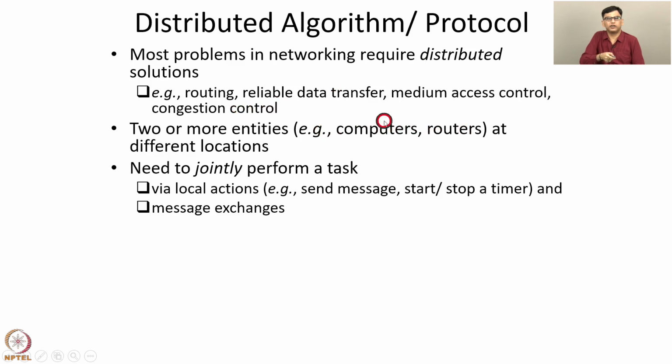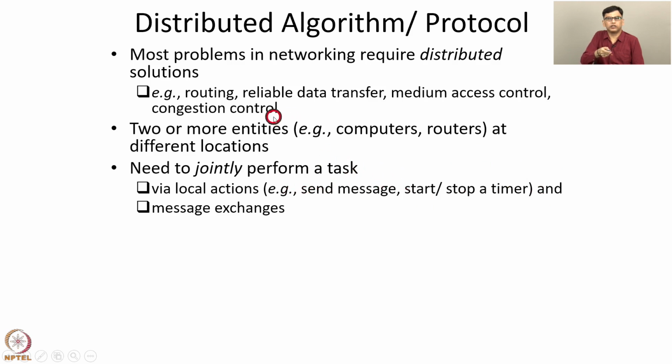This task might be finding routes, or reliably transferring data, or sharing a medium among themselves, or controlling the congestion in a network, and so on. So these entities at different locations need to jointly perform a task. And to accomplish this task, they can take some actions locally, such as sending a message, starting a timer, stopping a timer, receiving a message, and so on. And they can exchange messages among themselves for coordination.